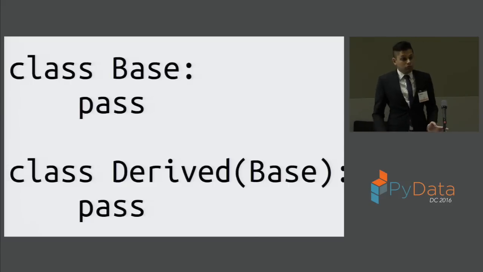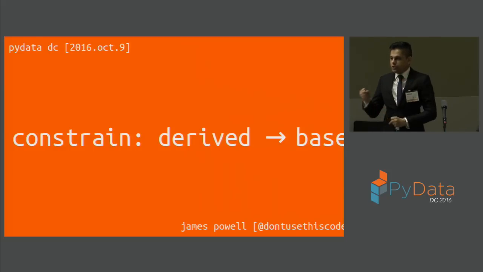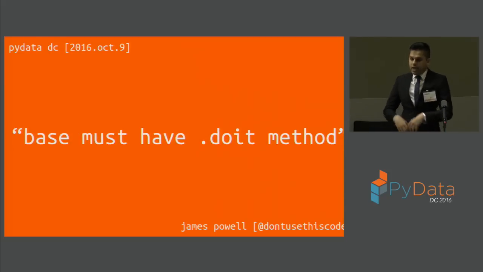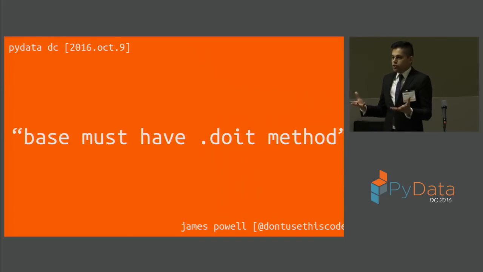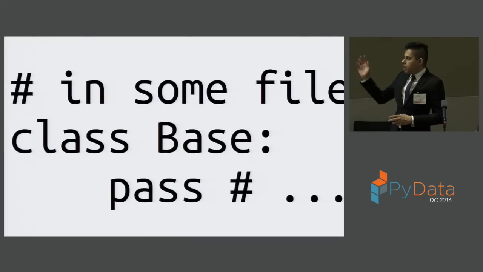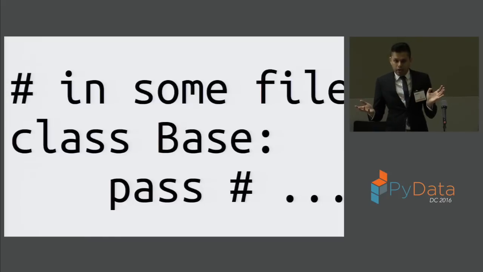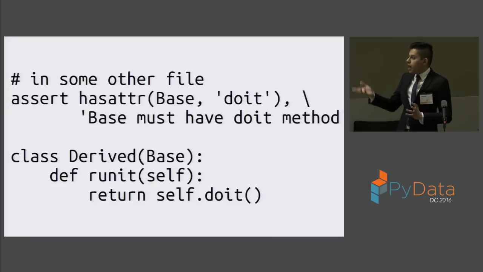Base and derived, right? If we want a constraint that goes from the derived class to the base class, for example, we want to say our derived class asserts that the base class has a doIt method, then we might have some code in some file that has class base, and we can't touch that file. We don't even know where it is. And we have in some other file our derived class.